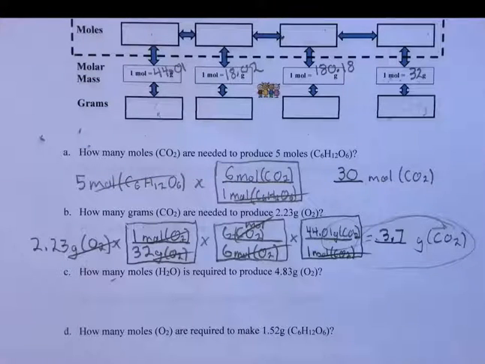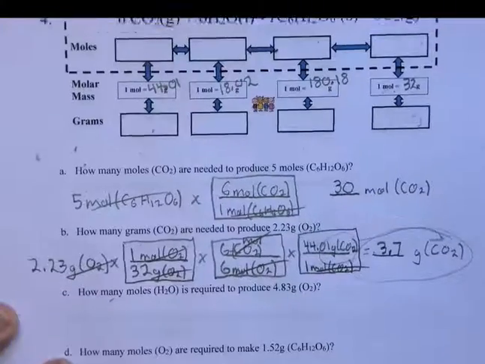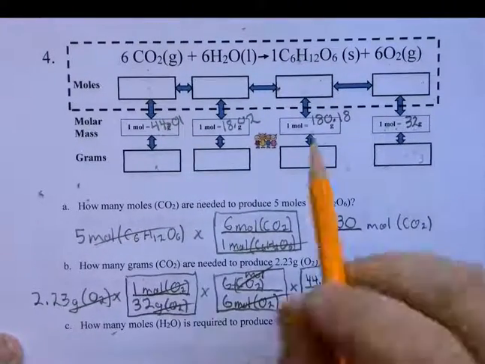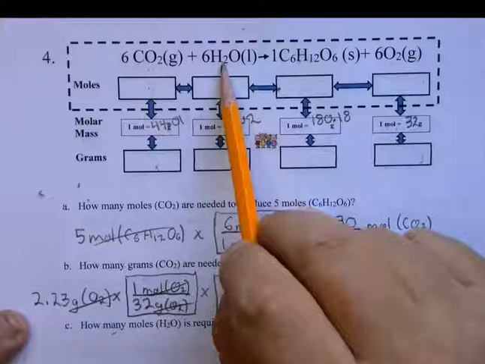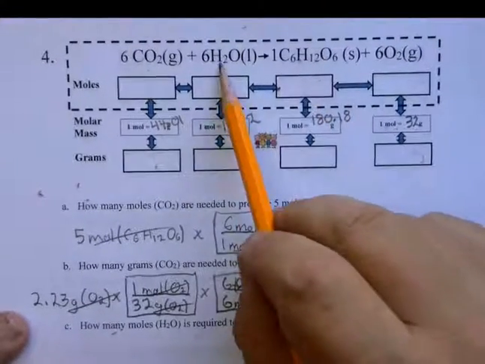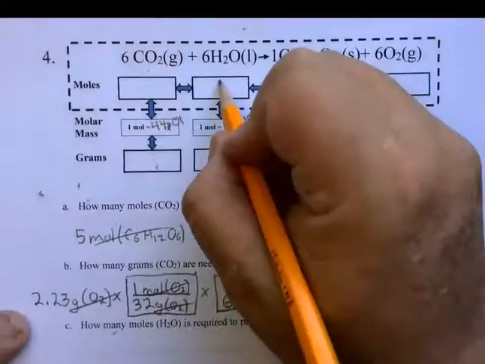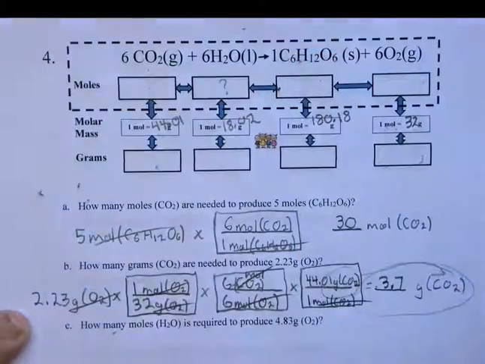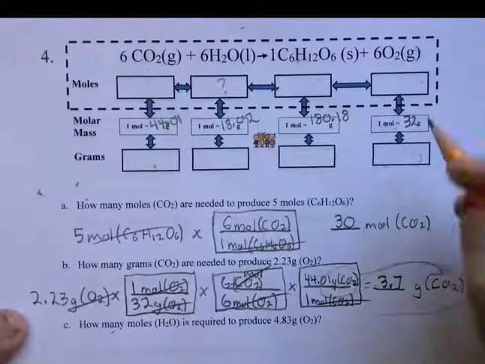Okay, next up, how many moles of H2O is required to produce 4.83 grams of O2? So we start with moles. It's how many moles of H2O. So here's moles H2O, question mark. That's what we want to know. It is required to produce 4.83 grams of O2.